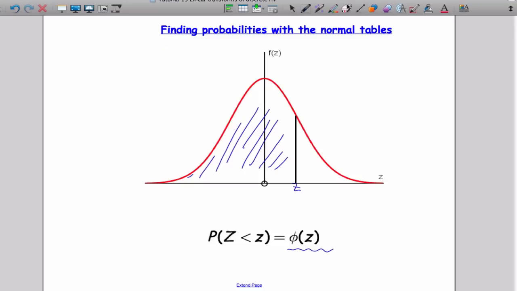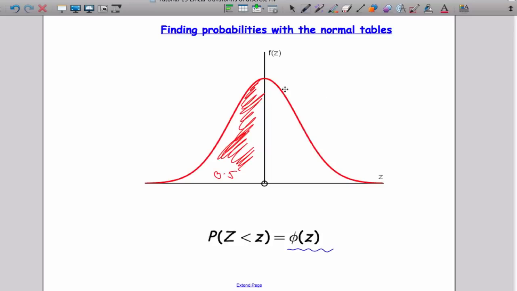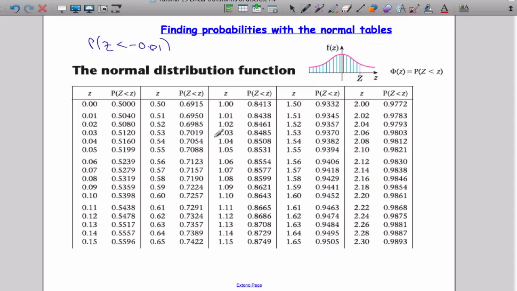Also with the normal distribution, it's worth noting that because the total area under the whole curve is equal to 1, that means that half of the probabilities are down here. So the total area must be 0.5 on that side, and the total area down here is also 0.5, and that's going to be useful a little bit later on as well to answer some questions.